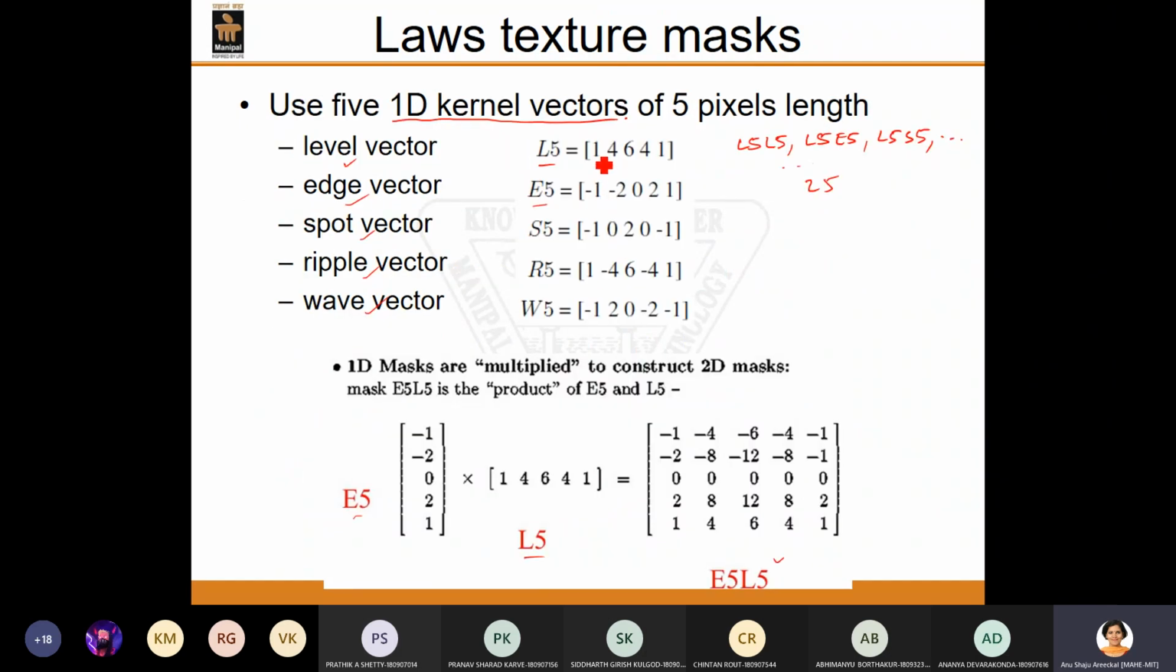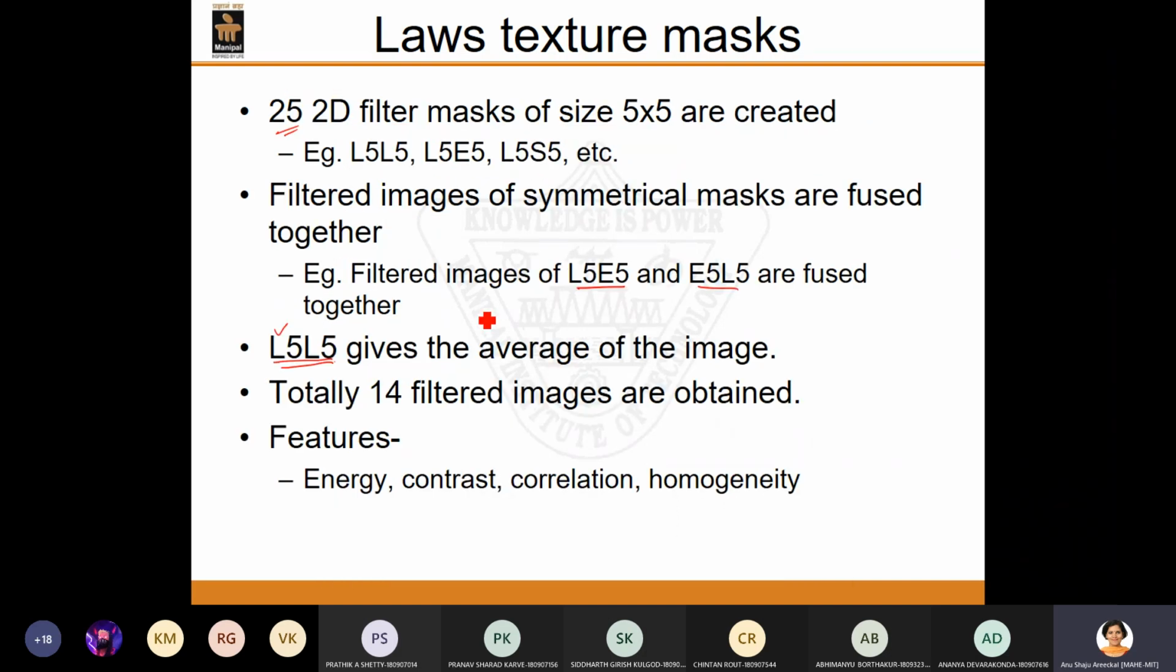Now, L5, if you look at the previous image, 1 4 6 4 1, is called the level vector. What it basically does is smoothen out the image. If I'm taking L5L5, it acts as a weighted average filter, so the filtered image that I get is nothing but a smoothened image itself. It is not exactly a texture image, so L5L5 is usually discarded, and only the remaining two-dimensional filter masks are taken. So in total, you'll have 14 filtered images.